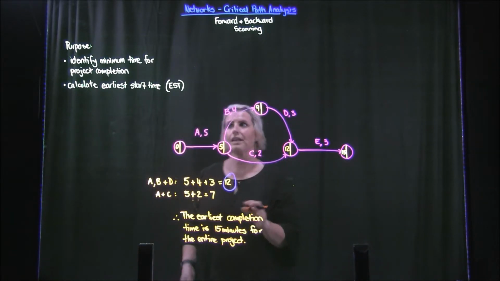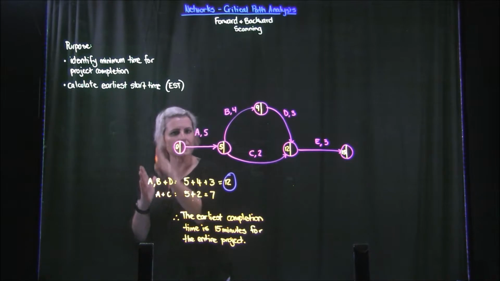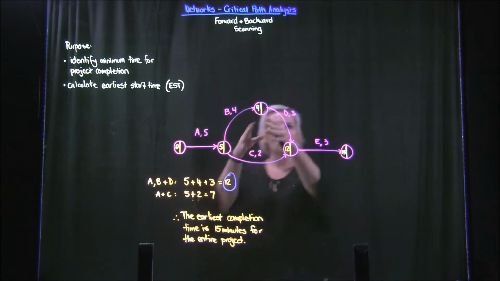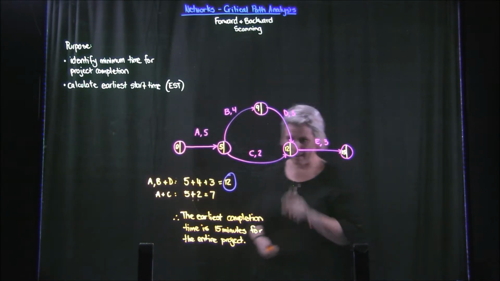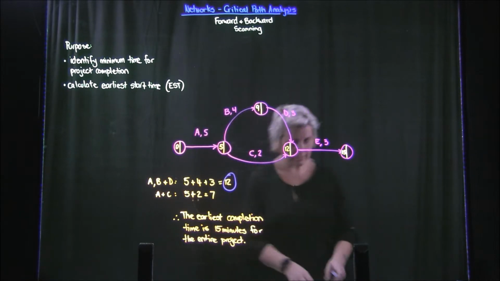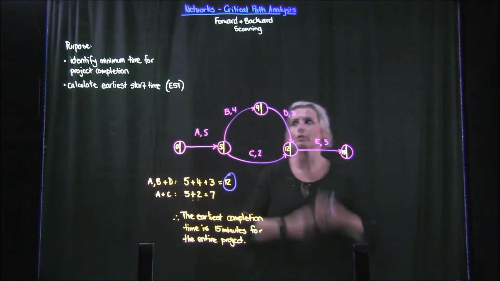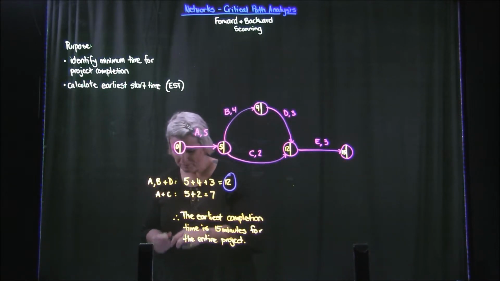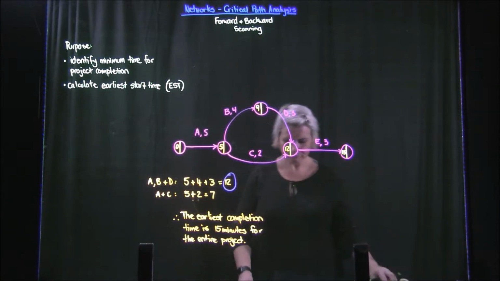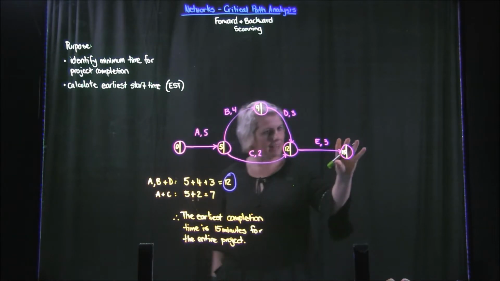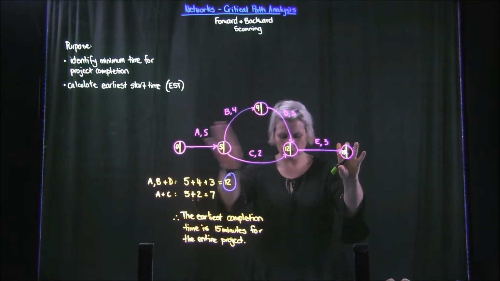So then we go, okay, that's forward scanning. We've scanned forward through, looking at our earliest start times all the way through. Now we're going to do some backward scanning. So let me swap colours to green. Okay, green. So here's what we're going to do. We need to start at the end node and move backwards through the network.